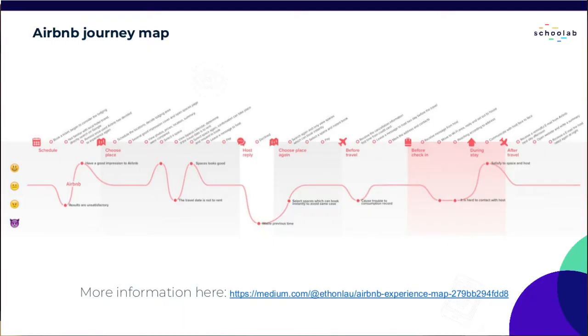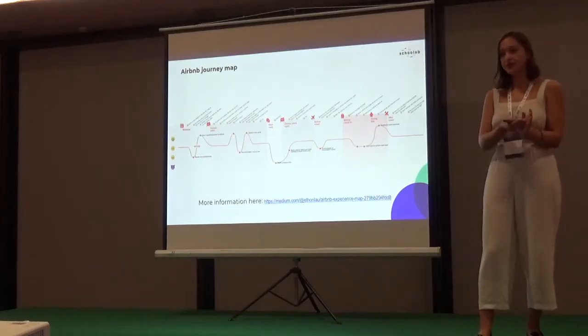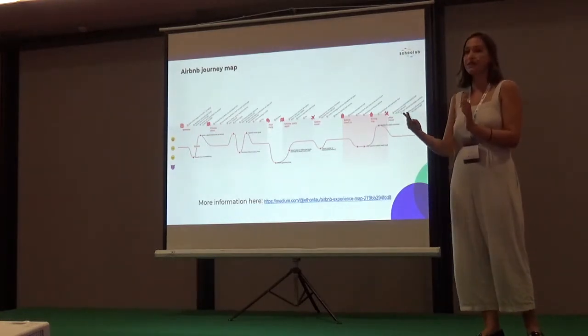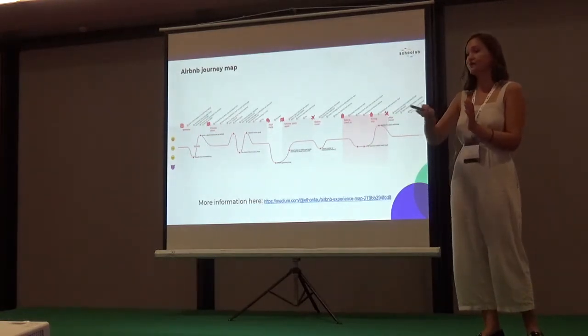So this is a journey map of Airbnb. Why we show the current journey map of Airbnb is so you understand that the journey map needs to be updated all the time. You're going to have a journey map when you interview your target, but you're also going to have a journey map once you launch your company and it evolves and develops.